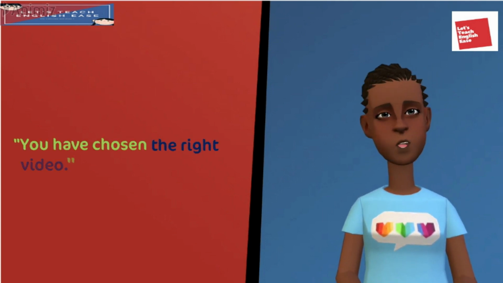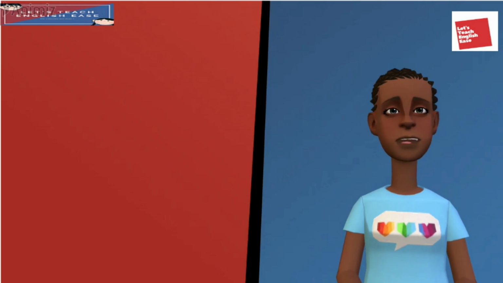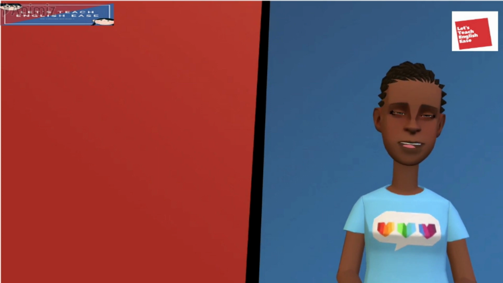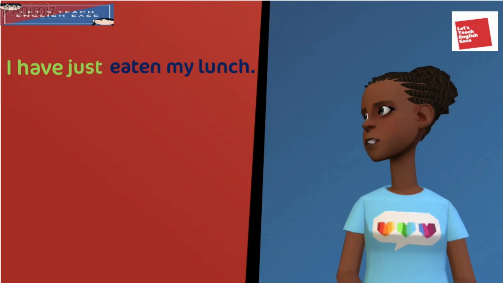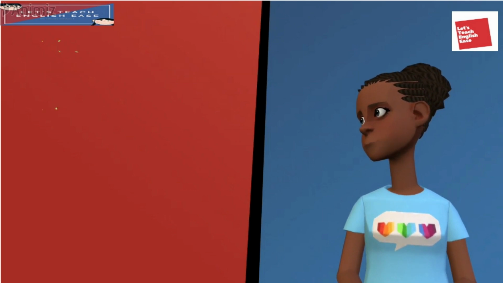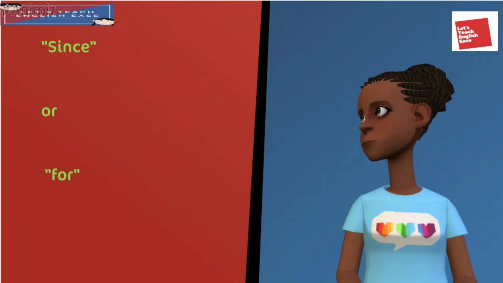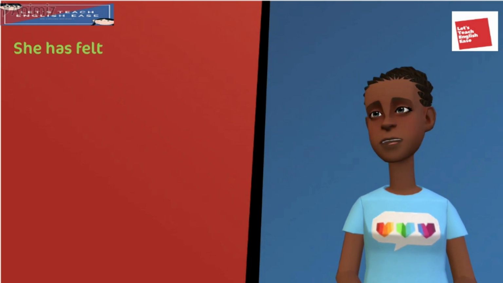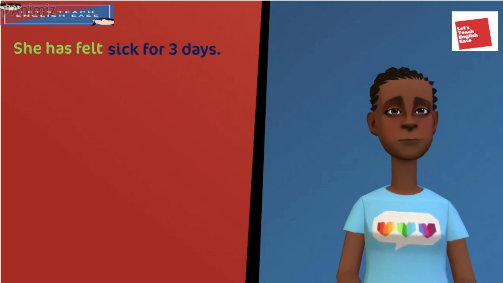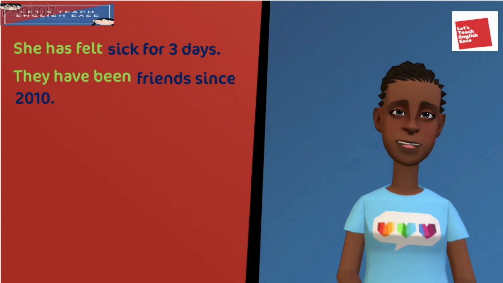The next tense you will often hear used with words like just, to explain precisely when a recent event happened. I have just eaten my lunch. You can also use this tense with since, plus a specific point in time, or for, plus a length of time, to explain how long something has been true. She has felt sick for 3 days. They have been friends since 2010.